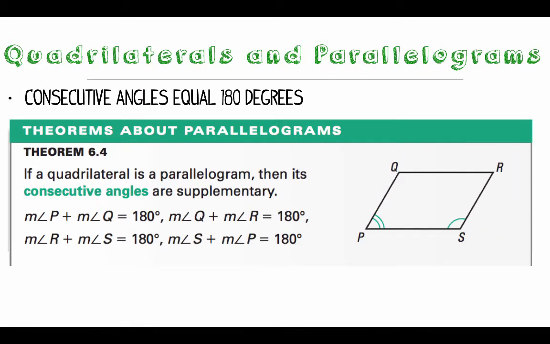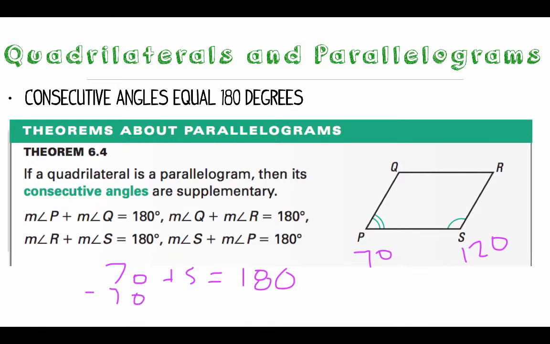Our consecutive angles, or angles next to each other, are supplementary. They add up to 180 degrees total. So if P, again, is, we'll say, 70 this time, we know that S is going to be 120. And we can prove that by saying 70 plus S equals 180.